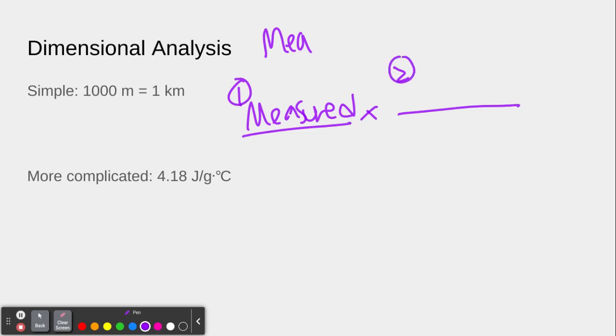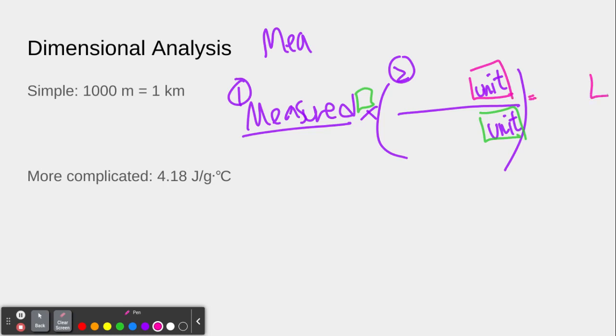The second thing you have to do is come up with a conversion factor. You are making up your own conversion factor today. It has to be a fraction, 2 units. The top is equal to the bottom. It's equivalent to 1. The way you're going to figure that out is by thinking, what is the unit on the top? What is the unit on the bottom? The unit on the bottom should match the unit of your measured value. The unit on the top should match the unit of your answer.